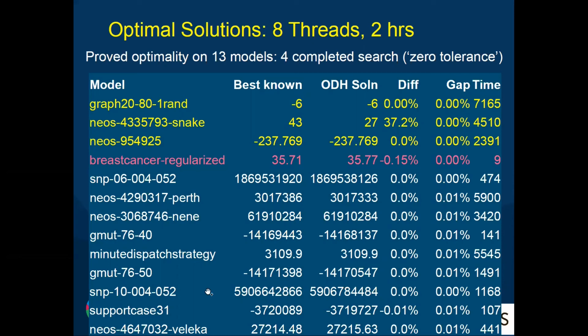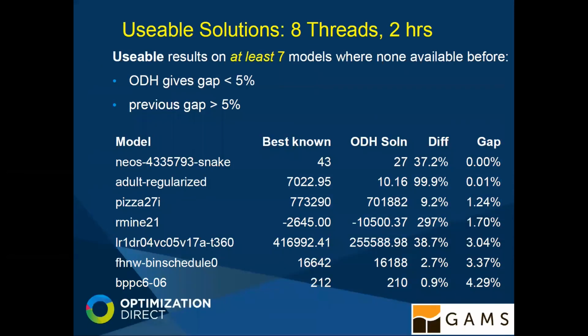Well, they might mean something to academics who've spent time studying them. More importantly, if you're a user of these models, ODH enables you to get to grips with at least 7 more than you could do previously. And I've itemized those here, in which we've got gaps of less than 5%.